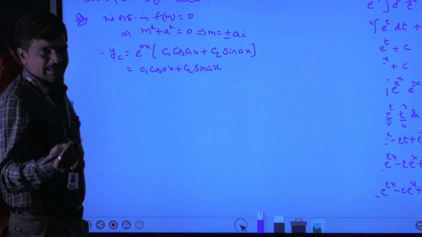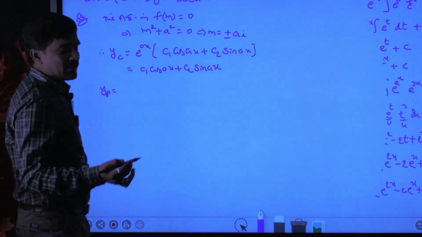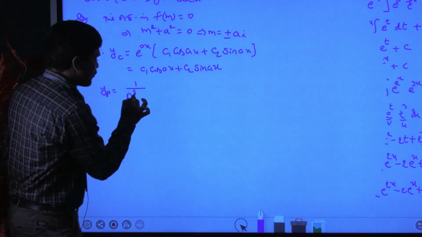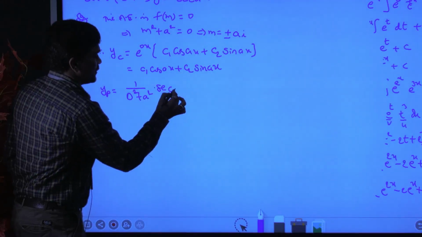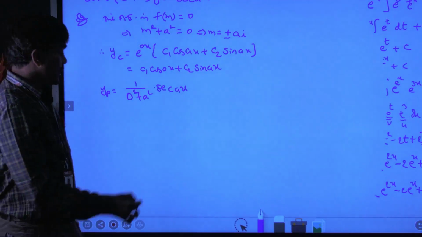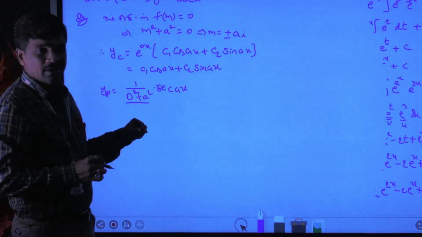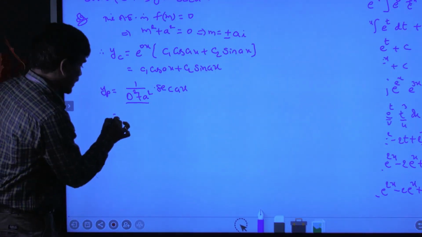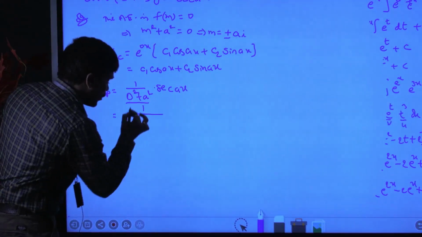Now the particular integral. The particular integral yp is equal to 1 by f(D), that is 1 by (D square plus a square) into sec ax, 1 by f(D) into q of x. Now, in the general method, f(D) is converted into partial fractions. After converting into partial fractions, first of all, what is f(D)?